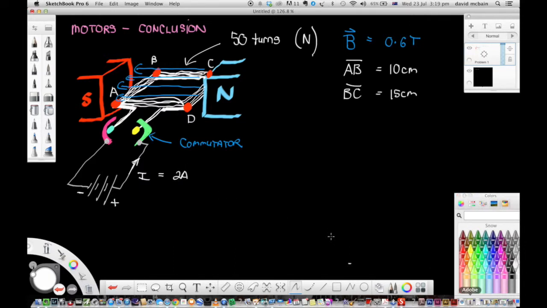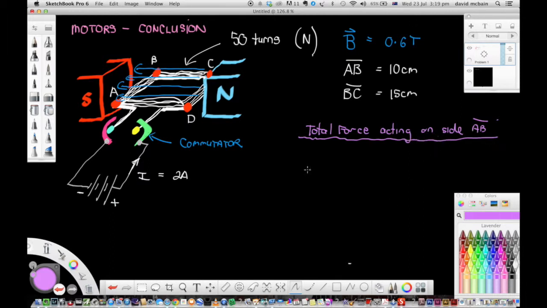So the first question I'm going to ask you is, what is the value of the force on the side AB of the motor? So what's the total force due to the magnetic field acting on side AB of our winding, or the coil? That's what we're going to try and work out.